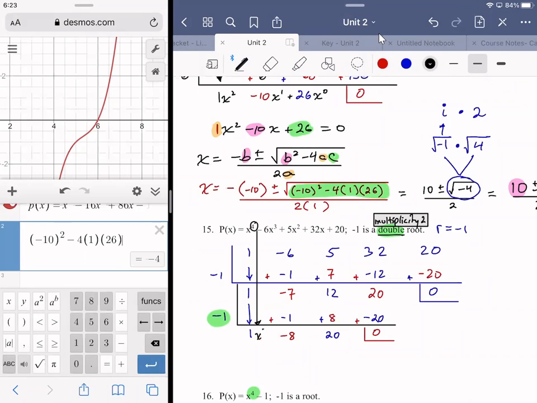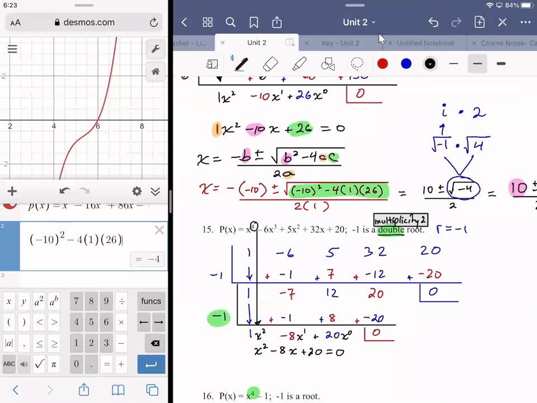So we're down to x squared, x to the first, x to the 0th. Tuck in a plus sign here. The other term already has a minus sign, so we're good there. We can now write this as x squared minus 8x plus 20 equals 0.